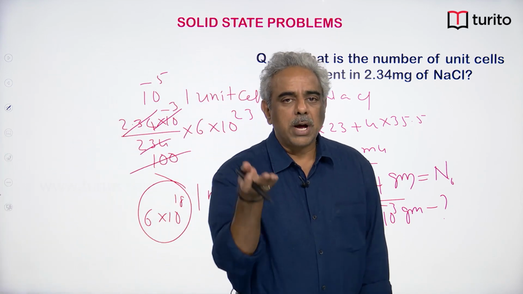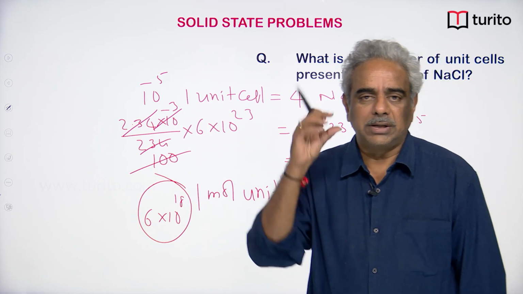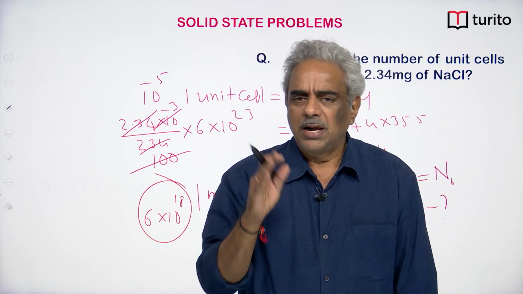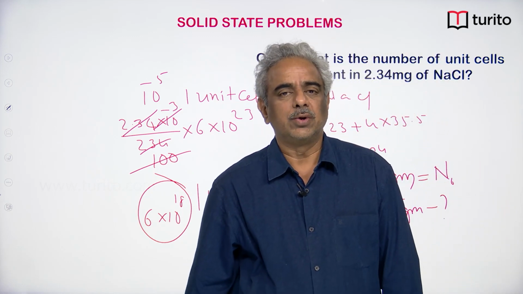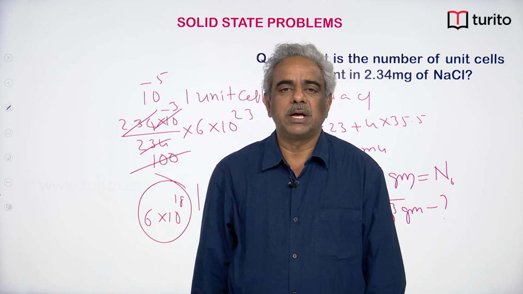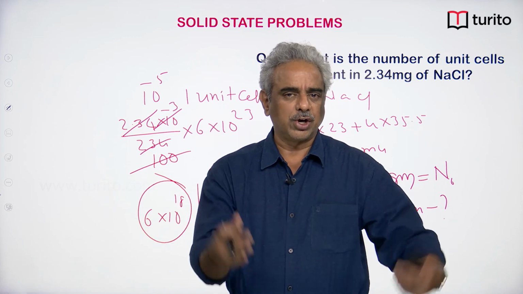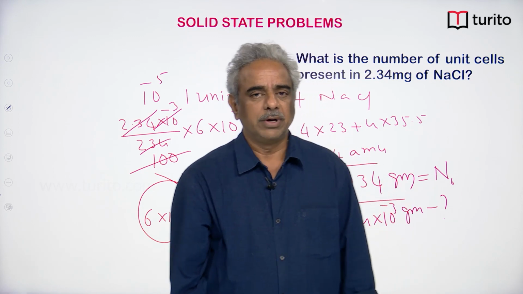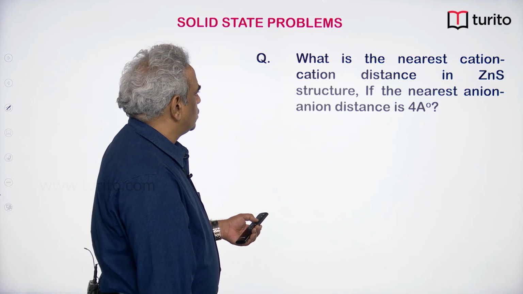This is based on the mass of a unit cell. How to calculate the mass of a unit cell? Just know how many atoms are present in the unit cell. You know the atomic masses or ionic masses. Just get the mass of the unit cell. Using that, any stoichiometric problem can be solved. So, let us switch over to the next question.